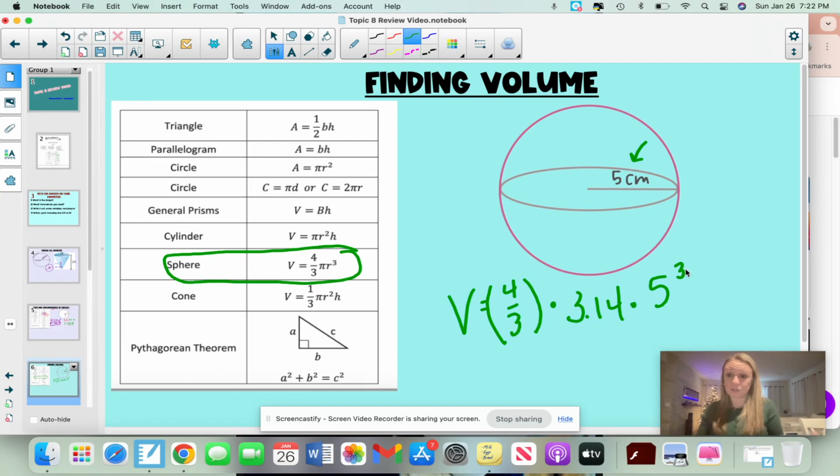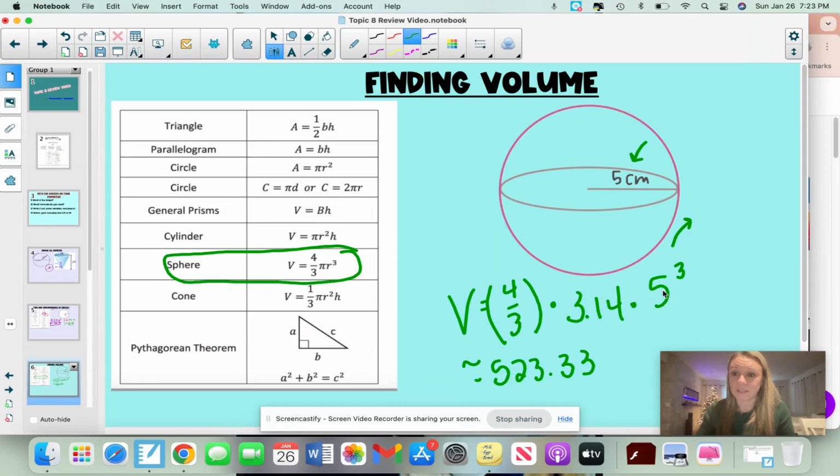So then the next thing you would do is you would put this in your calculator. So you do 4/3 times 3.14 times 5 to the third power, giving you about 523.33. And again, just be careful with your rounding. See what the test is asking you for.